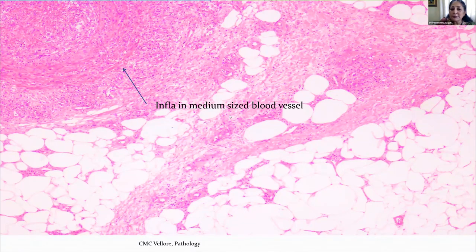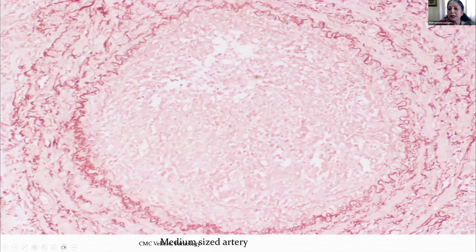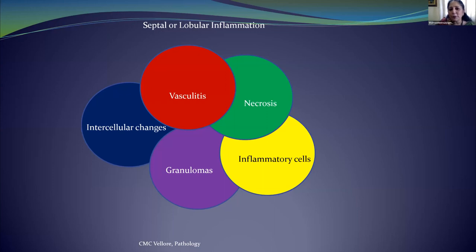So this is a medium-sized blood vessel. That particular lobule is involved. You can always do an Aucene or an EVG stain, which will show you the internal elastic lamina. If internal elastic lamina is present, then you know it's an artery. If it's absent, it's a vein. So that's easy, right? So you've decided there is septal or lobular panniculitis with or without vasculitis. And if vasculitis is present, is it small vessel or medium vessel which is involved? The next thing you look for is necrosis.